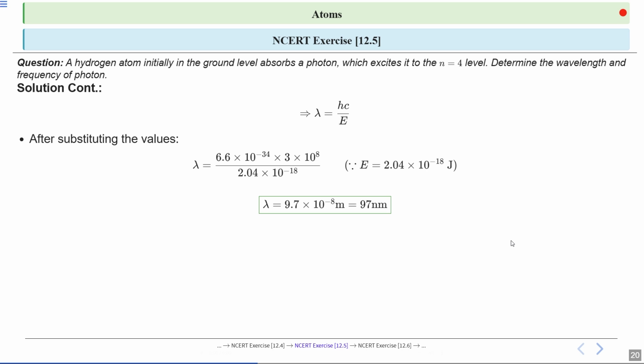This wavelength is in the ultraviolet region of the electromagnetic spectrum. Notice how a higher energy photon corresponds to a shorter wavelength.